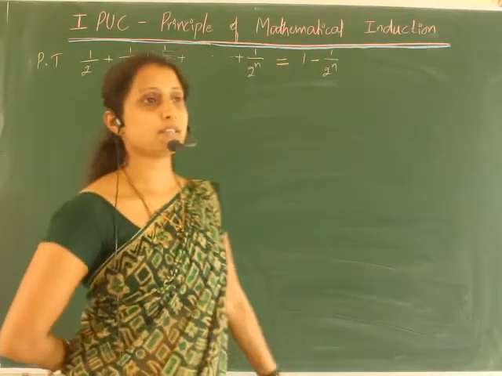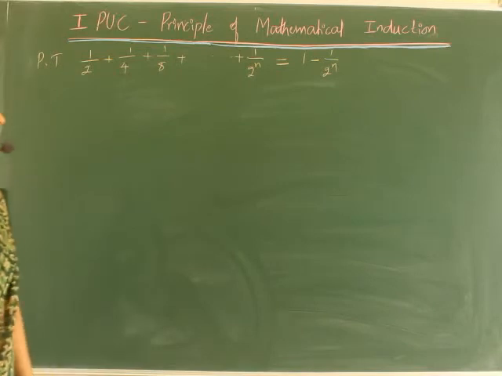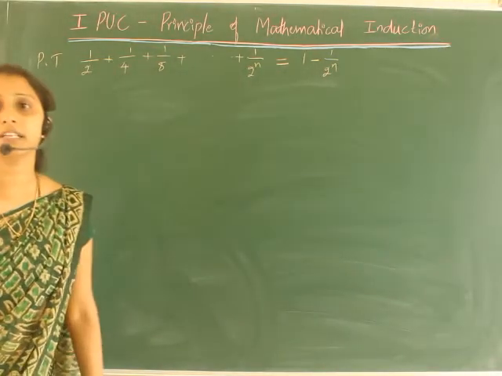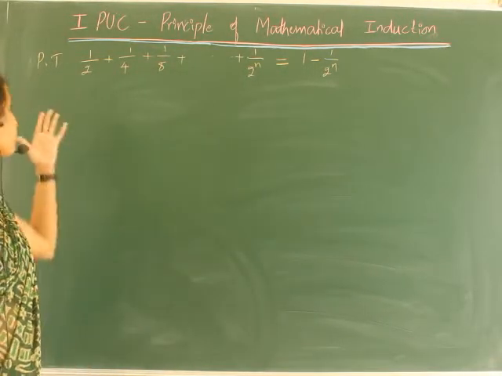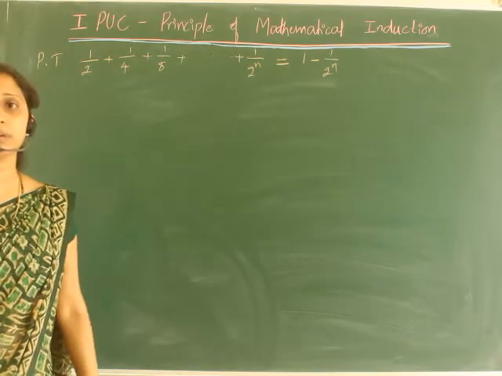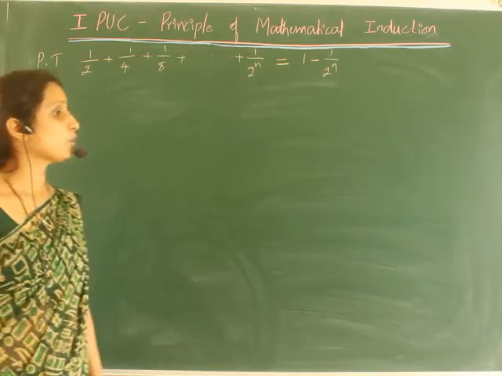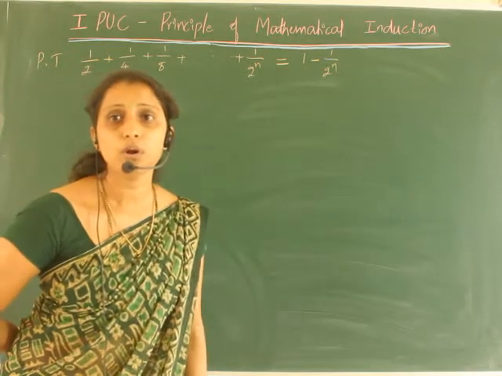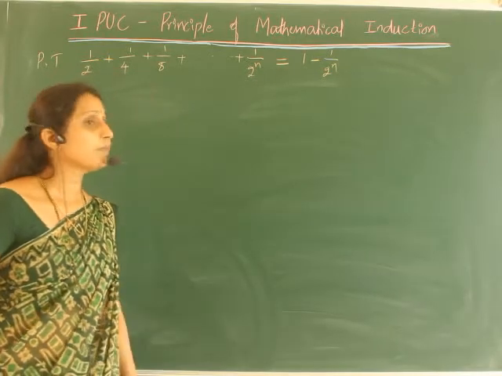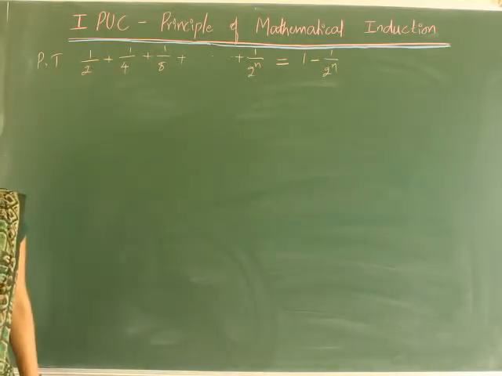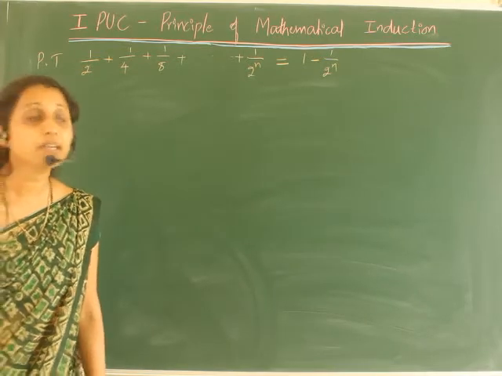Hello students, we were discussing the principle of mathematical induction, and we have solved many problems. The next one is: prove that 1/2 + 1/4 + 1/8 + and so on up to 1/2^n is equal to 1 minus 1/2^n. The first step is, let the given statement be P(n).